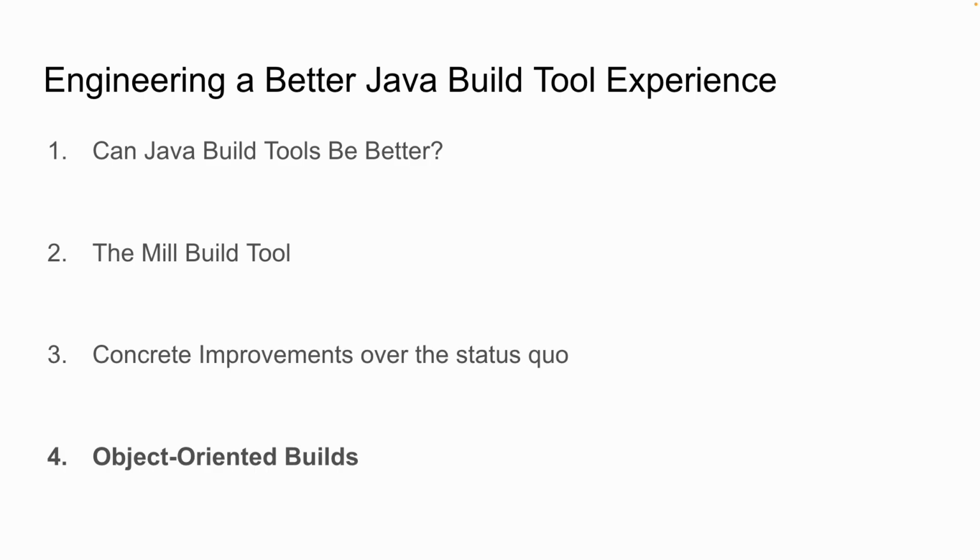The last thing I'm going to talk about is one of the interesting ideas of Mill, which is object-oriented builds. So the other things are things that maybe other build tools can copy, right? Other build tools can easily run Java with Graal hot to get warmer. Other build tools can easily set up incremental assembly jars or selective testing. They already have the build graph. But object-oriented builds are something that's quite unique to Mill that's worth mentioning. And we touched on it earlier already.